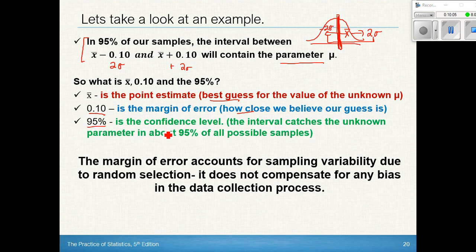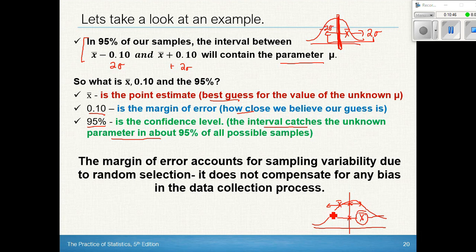95% is the confidence level. Now, this is a tricky interpretation. It basically is saying the interval catches the unknown parameter, or the unknown population mean, in about 95% of the possible samples. So if you think about our curve, the level of 95% says, okay, here's my X bar. If I make a 95% confidence interval based on X bar, I'm going to extend it 2 standard deviations. Oh, look, I caught my population mean. If I get another one right here, I'm going to make a 95% confidence interval. Oh, look, within that interval, there's my mean.